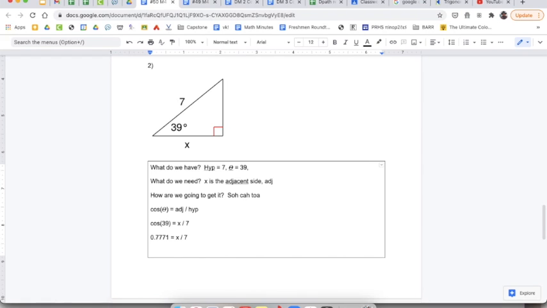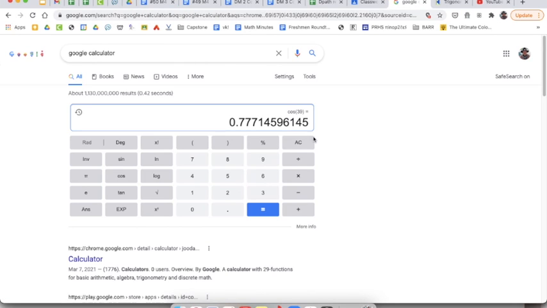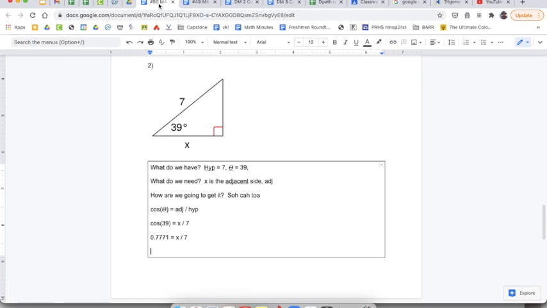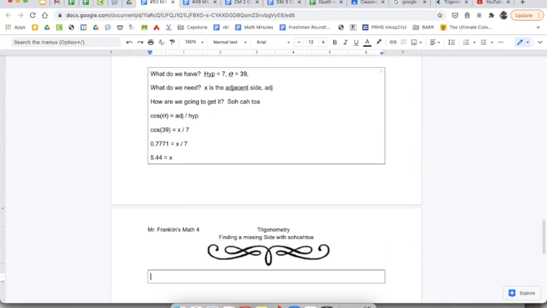Of course, solve for x by multiplying both sides by 7. Let's go back over here to the Google calculator and hit times 7, enter, and my answer is 5.4400. I'll just take that as 5.44, but round off to 4 decimal places unless otherwise noted. And that's our answer.